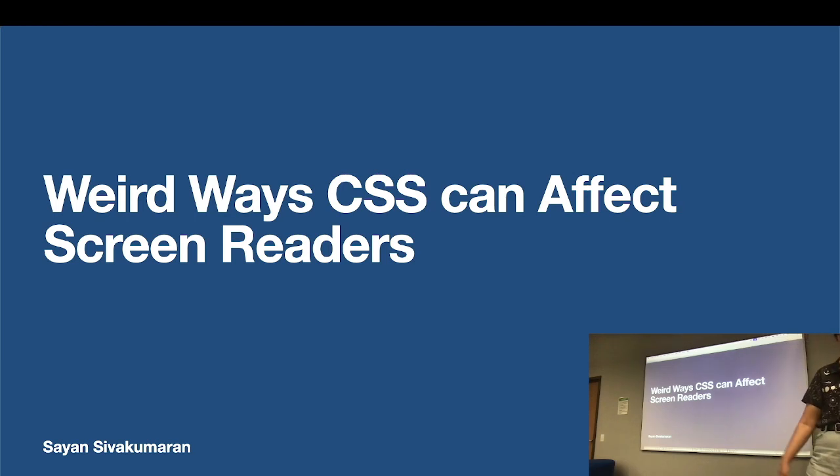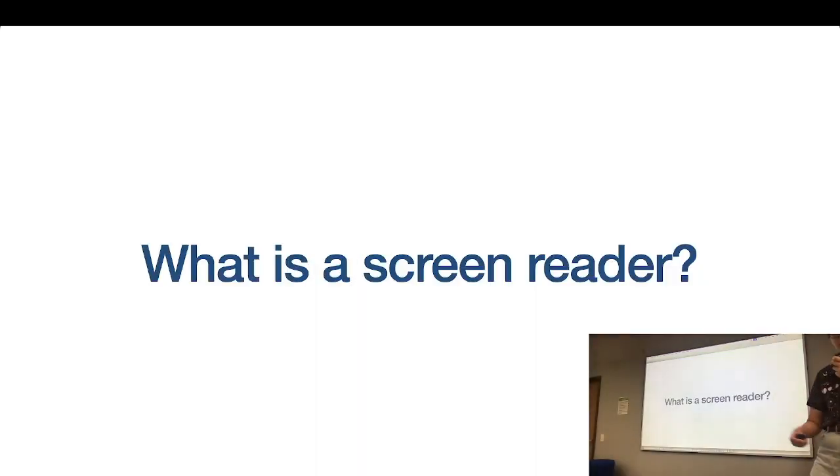But first, let's make sure we're all on the same page, right? So, what is a screen reader? The way I would define it is that it's a type of assistive technology that blind or low vision people can use to interact with digital interfaces, right? So that might be a computer, a phone, maybe a digital kiosk at a hospital, things like that, right?